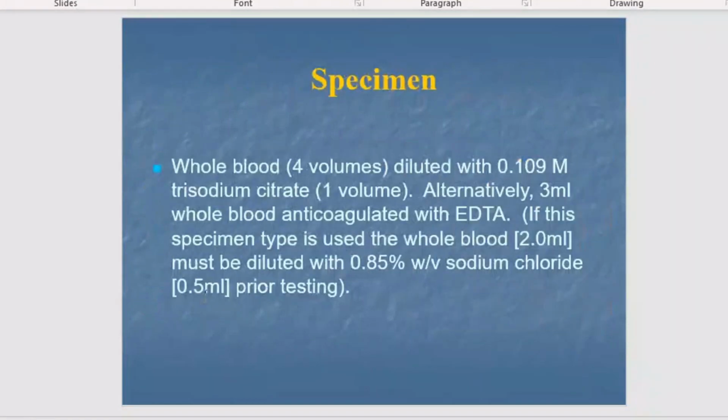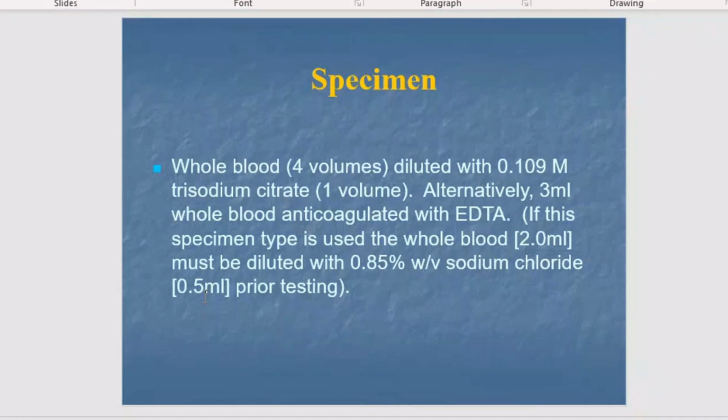And then you need a timer to see how long it is taking. Then the specimens: whole blood diluted with 0.109 M trisodium citrate, one volume only. So that means if you take 5 ml of blood, you have to add 5 ml of 0.109 M trisodium citrate. Alternatively, 3 ml of whole blood anticoagulated with EDTA. So you can add either trisodium citrate or EDTA as an anticoagulant.